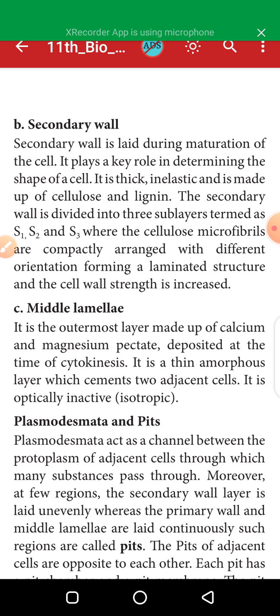Next, middle lamella. It is the outermost layer made up of calcium and magnesium pectate, deposited at the time of cytokinesis. It is a thin amorphous layer which acts as cement to adjacent cells. It is optically inactive, isotropic.